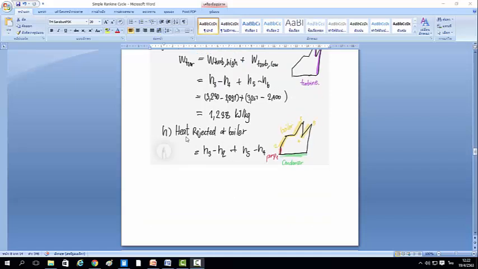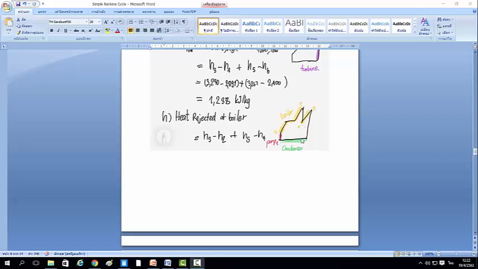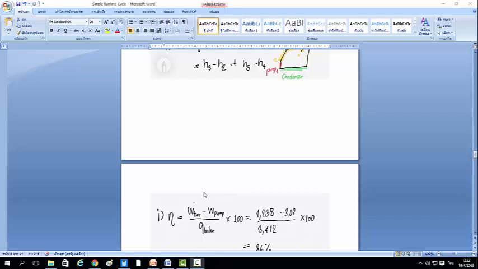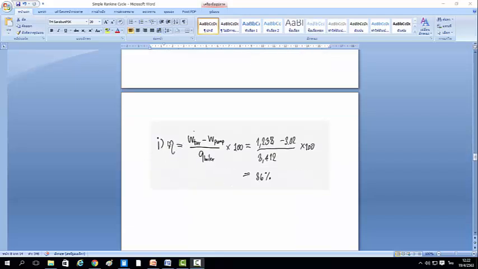Here, for the heat rejection at the boiler, you see the yellow one is the boiler, so we have to sum up H3 minus H2 plus X5 minus X4. The red one is a pump, and the green one is a condenser. The last one is the efficiency: work turbine minus work pump divided by Q boiler.